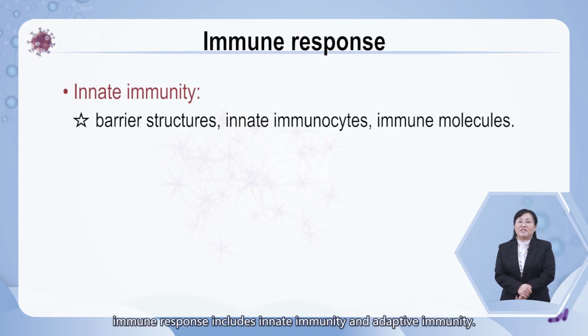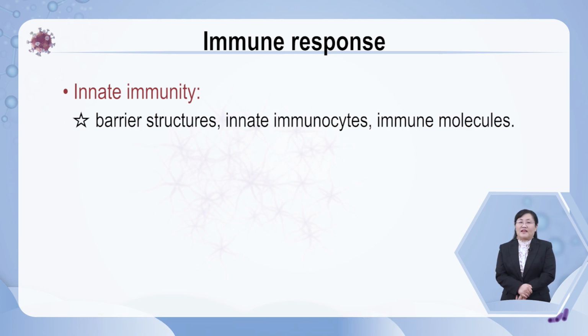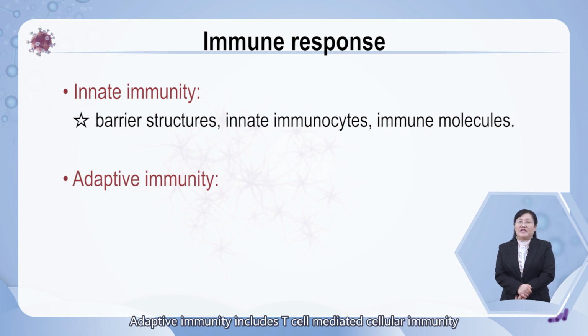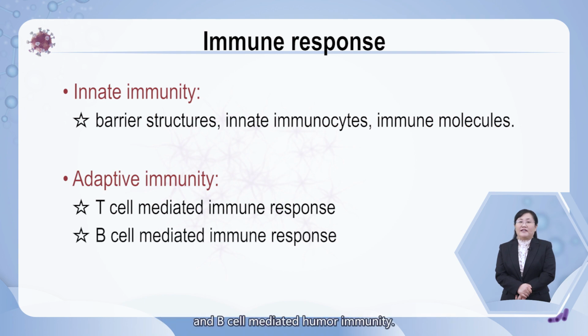Broadly, immune response includes innate immunity and adaptive immunity. Barrier structures, innate immunocytes, and immune molecules contribute to innate immunity. Adaptive immunity includes T-cell mediated cellular immunity and B-cell mediated humoral immunity. Here we just introduce adaptive immunity.